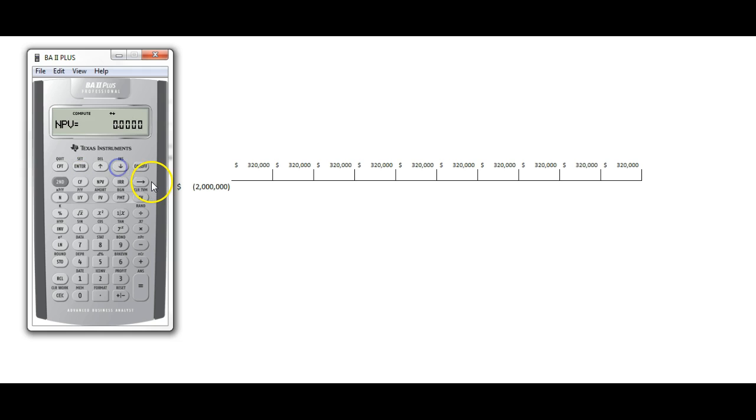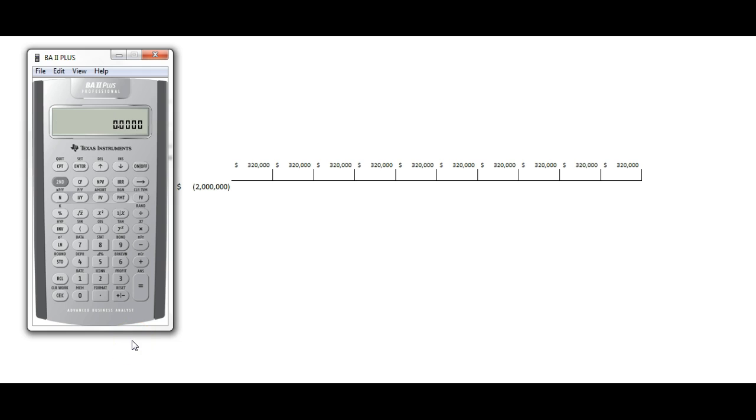Enter, down. And then we hit this compute button and it tells us that the net present value is $355,227, which is what we expected. We knew that these things were worth $2,355,000 and we had to spend $2 million to get them. So our net present value is $355,000. We do the project.